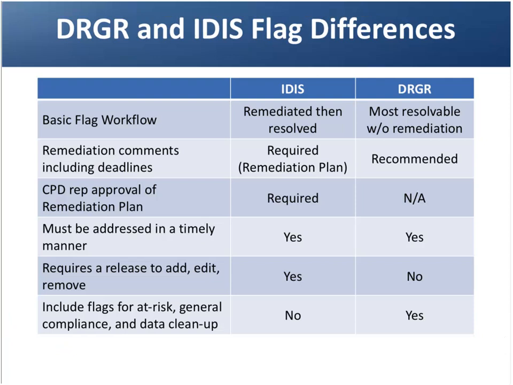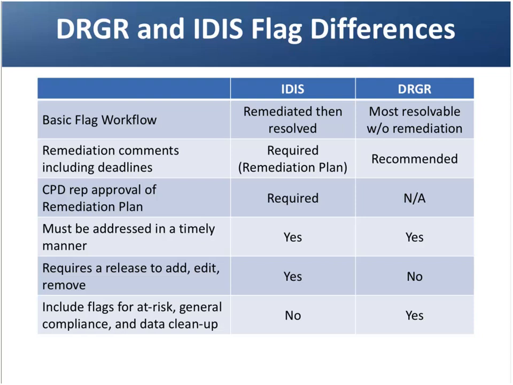The flag is generated, the grantee enters a remediation comment and a deadline to complete that flag, and that's called a remediation plan. It gets submitted to the CPD rep, and they approve or reject, and that goes back and forth until a remediation plan is approved. Then that flag is set to the side, or I think it goes down to the bottom, and it'll reappear if the deadline wasn't met, or it'll disappear if the criteria that triggered the flag has been resolved.